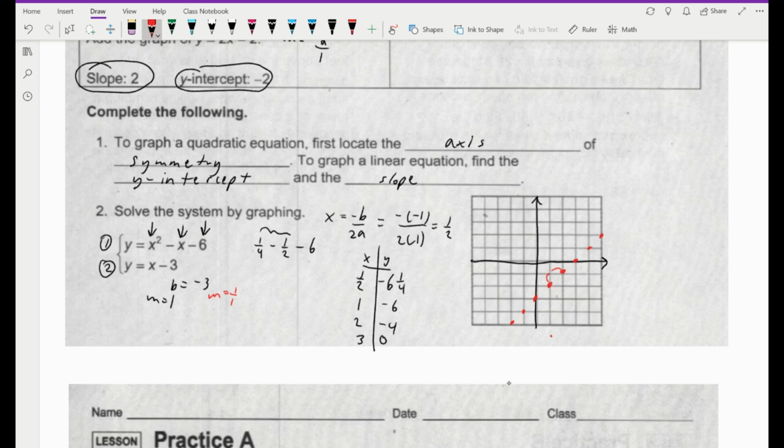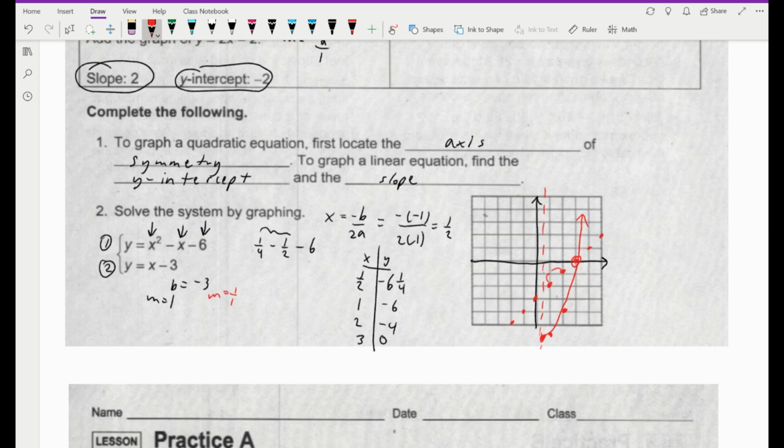Let's see how these points look. We're going to have x equals 1/2 as the axis of symmetry. The vertex is at 1/2 comma negative 6 1/4. 1, 2, 3, 4, 5, 6. That's about right here. If we plug in 1, we're going to have negative 6, which is about right here. If we plug in 2, we'll get negative 4. If we plug in 3, we'll get 0, which is right here. And we have our first point of intersection. So I know the graph is going to cross right there.